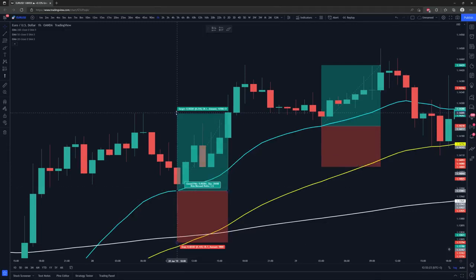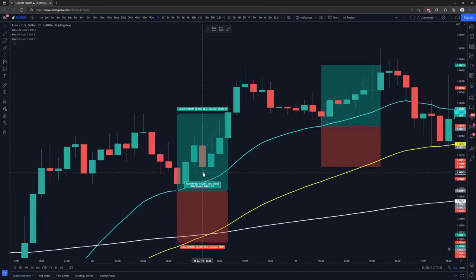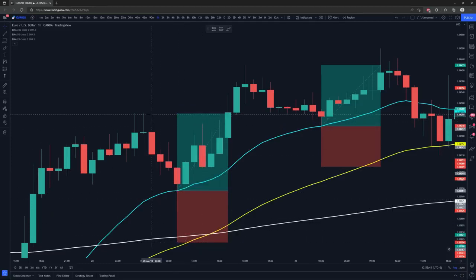The profit target will be placed at the high before the pullback, so the highest point before the pullback into the 20, and a stop loss is going to be placed based on a strict 1 to 1.5 risk to reward ratio. So wherever this becomes a 1 to 1.5 risk to reward ratio, that's where the stop goes. Profit target always at swing high. So that's what I'm going to be testing.